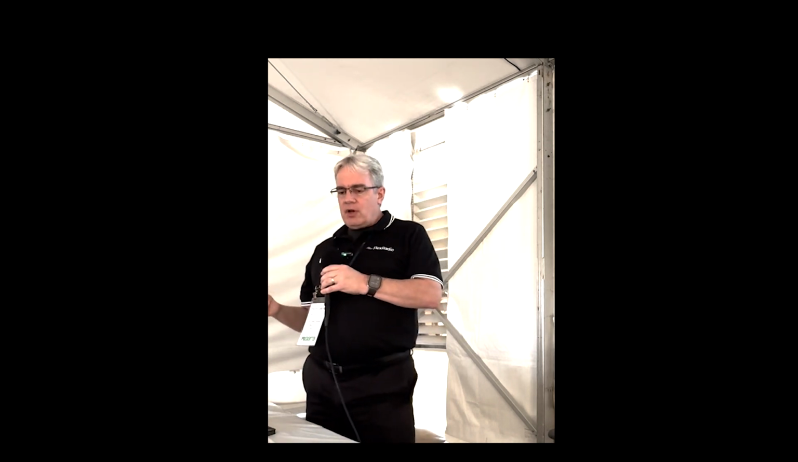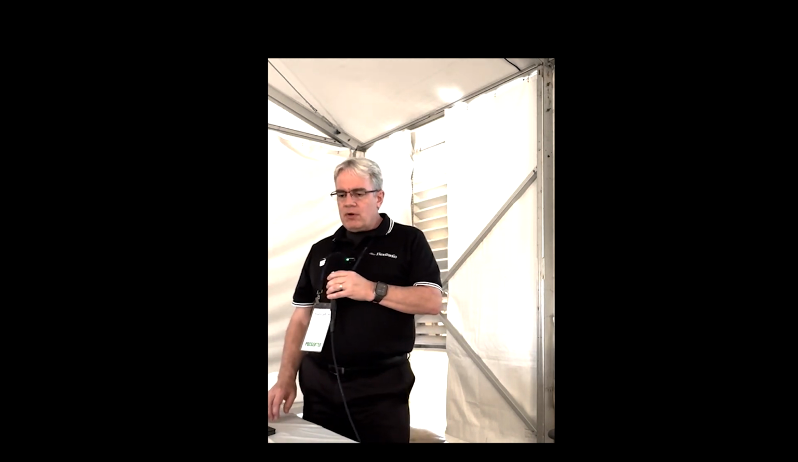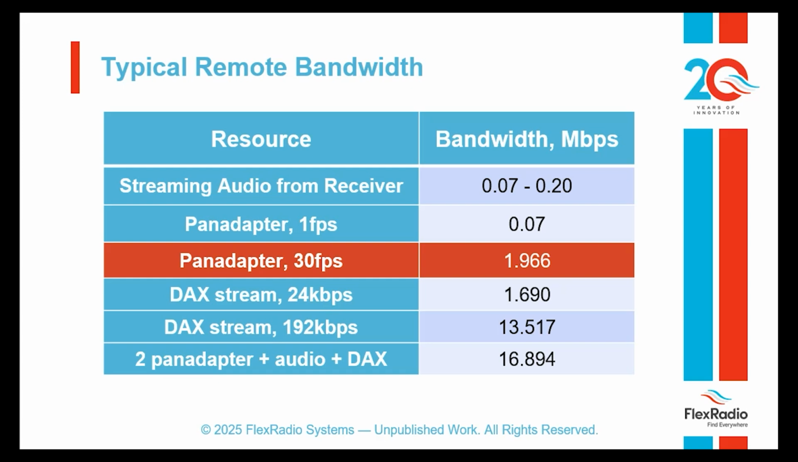Now, I told you about bandwidth and the things we did to optimize it for remote. This is just an example showing you what we've done. If you look at streaming audio from the receiver, that can vary from 70 to 200 kilobits depending on how you have the receiver configured. You can turn the pan adapter or the spectrum display down to 1 frame a second, and it only takes 70 kilobits worth of data. So within a couple hundred kilobits, you can transmit the whole radio and operate the radio.